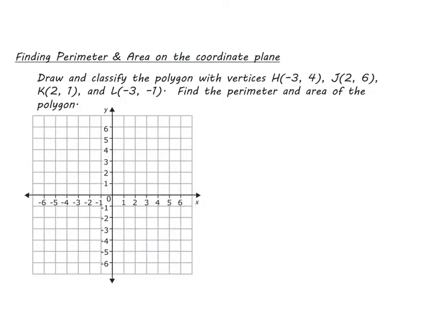On this first example, they asked us to draw and classify this polygon given by those coordinates and then find the perimeter and area. So first, let's plot these points. My points are plotted, and I'm going to go ahead and draw this guy by connecting the dots.